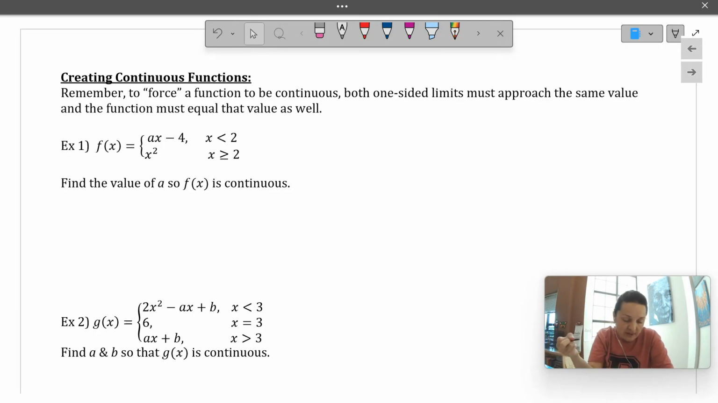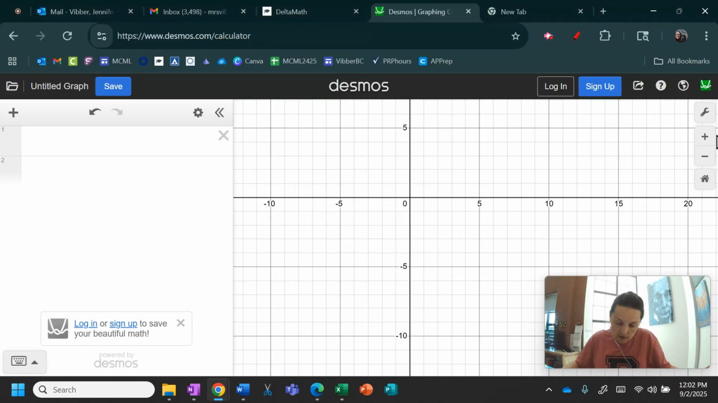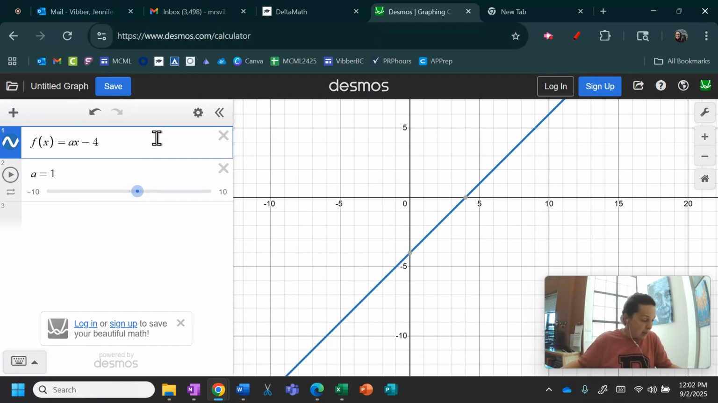So example 1 says f of x equals a x minus 4 for x is less than 2, and x squared for x is greater than or equal to 2. We're going to go to the land of Desmos to do this. So here's my Desmos, and my function is ax minus 4. And I'm going to add a slider for a, and that is only going to work for x is less than 2.